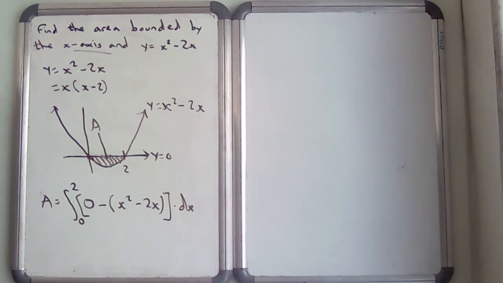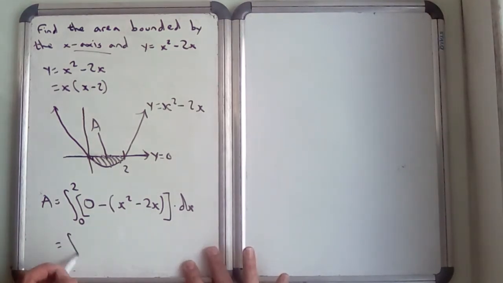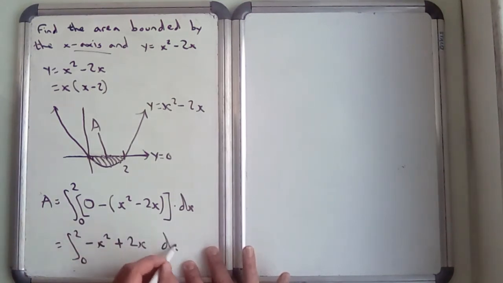So this is the integral of the upper function minus the lower function with respect to x. I wouldn't necessarily always do it like this, but I think it will help you going forward when you have functions that are more complicated than the x-axis, for example. So this is the integral from 0 to 2. Well, this 0 minus this, all you need to do is swap the signs. So it's minus x squared plus 2x dx.